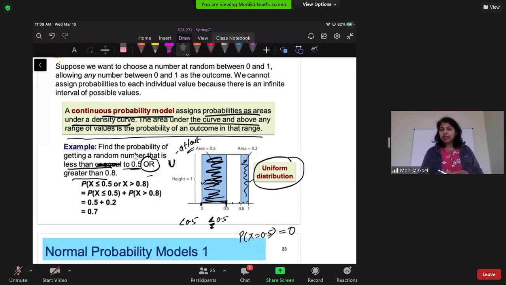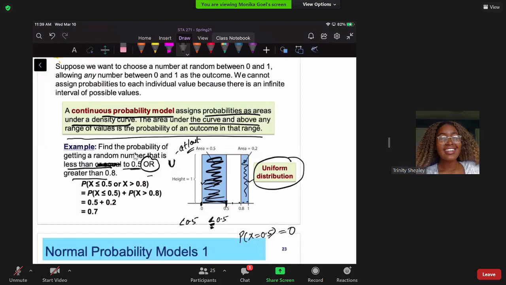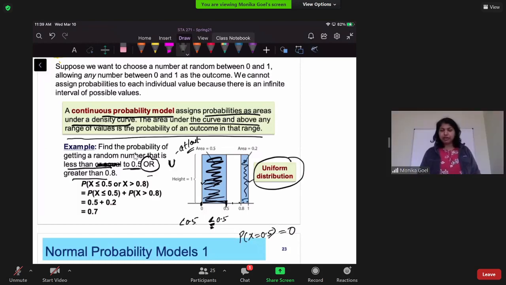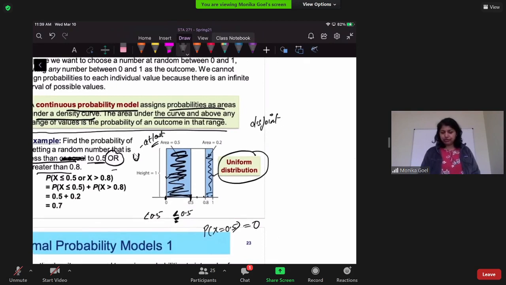Are they overlapping events? The shaded parts, are they overlapping? No. So they are not overlapping. They are separate, or we can say that they are disjoint events. And when they are disjoint events, I know the addition rule for disjoint events. The probability of A union B is the sum of their individual probabilities.